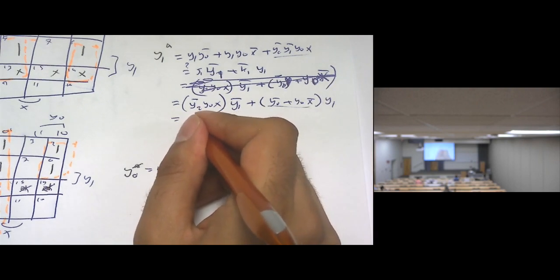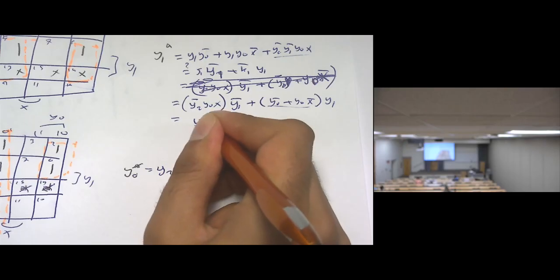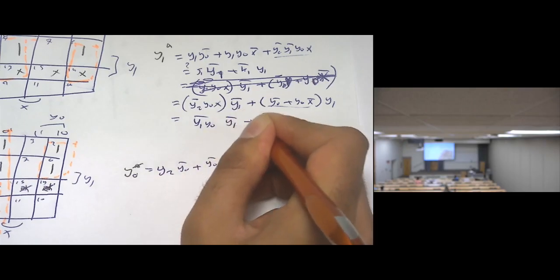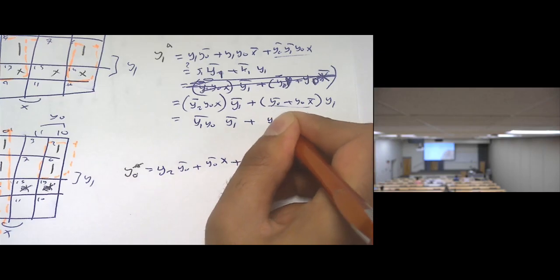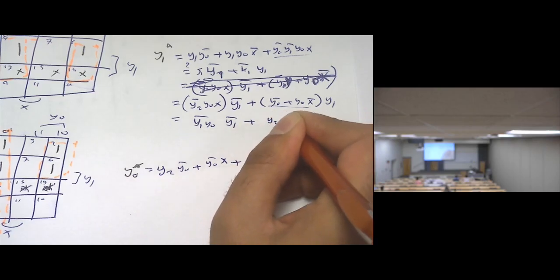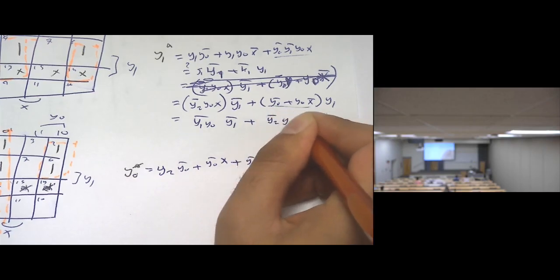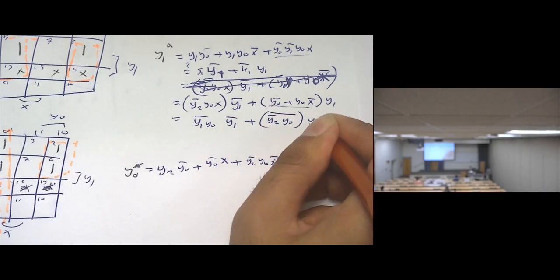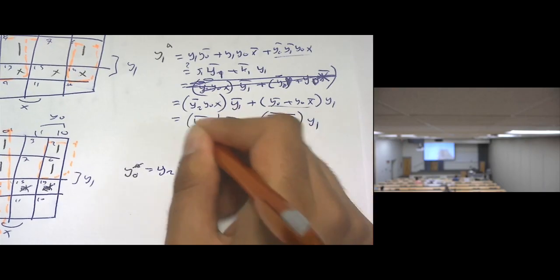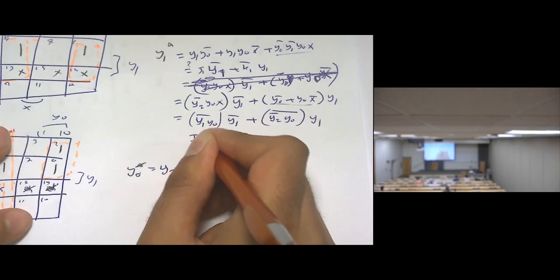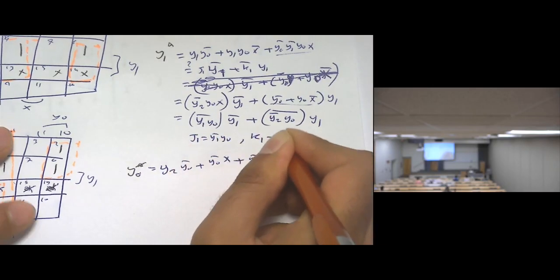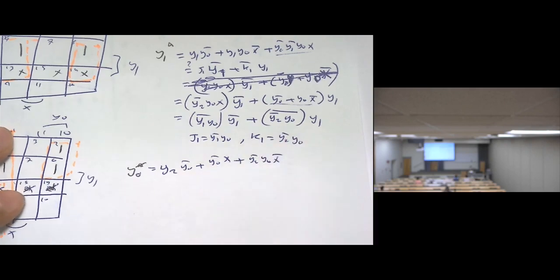Which is going to be, I think, y1, y0 bar times y1 plus y2 y0, whole bars, times y1. So in summary, J1 will be y1 bar y0, K1 will be y2 bar y0.